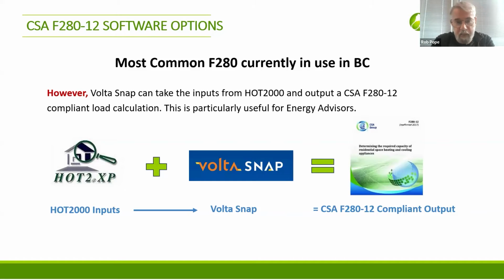And this is handy as hell for energy advisors to use, or third parties who have access to the Hot 2000 data software. So an energy advisor, if it provides the modeling package to a third party doing a load calculation or an HVAC design or an installation of any kind, they can take the data from the energy advisor, input it into Volta Snap, and get a load calculation out of it that is verified and compliant with the CSA standard.